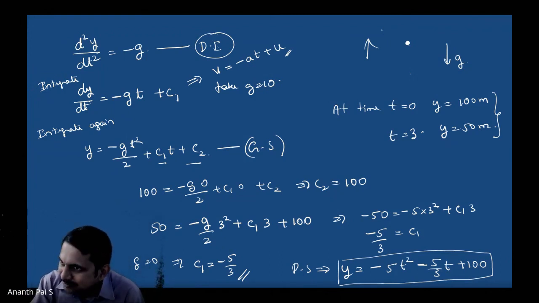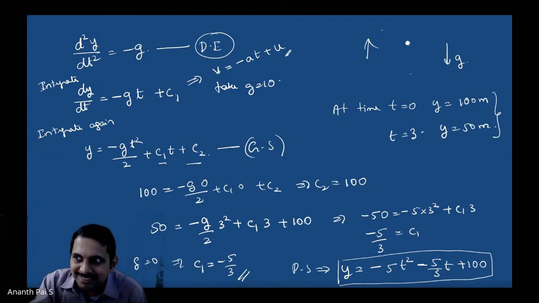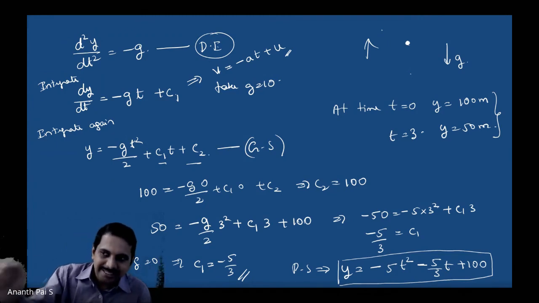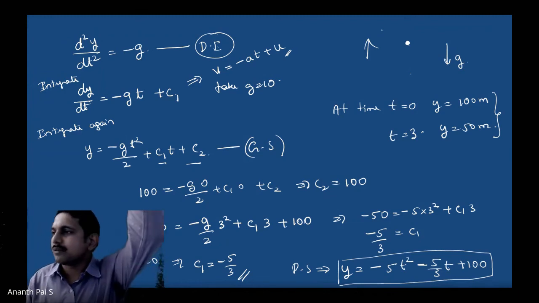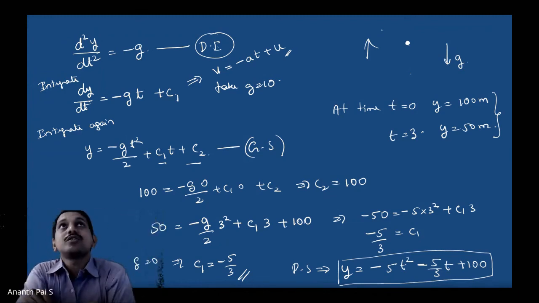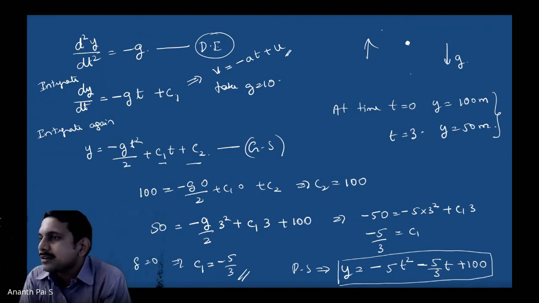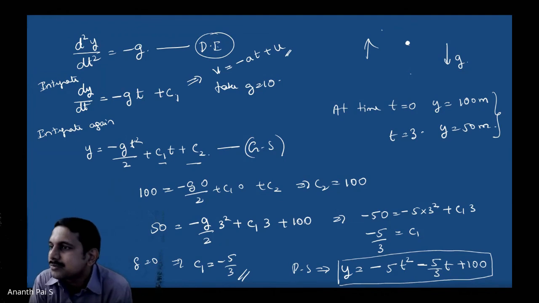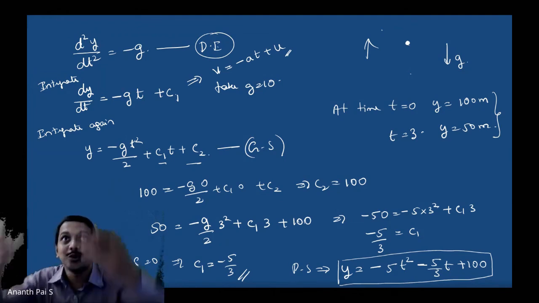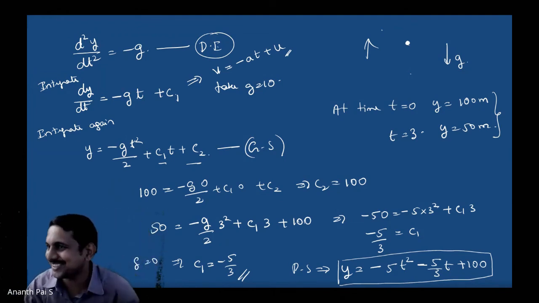Getting the point? Shridevi, I hope you are understanding it. Or is it becoming difficult? Okay, let us understand again. What we know is that a stone is falling. At time t is equal to 0, it's at 100 meters. We don't know its velocity. But after t is equal to 3 seconds, I'm seeing it's at 50 meters. Those are the boundary conditions.